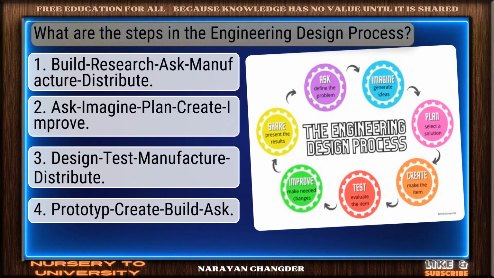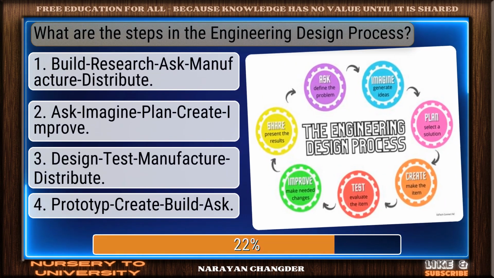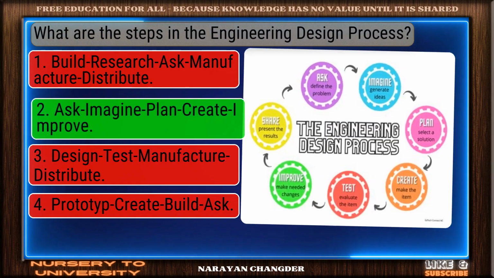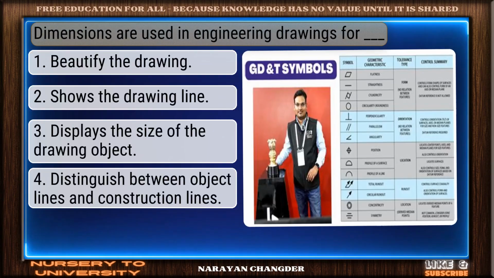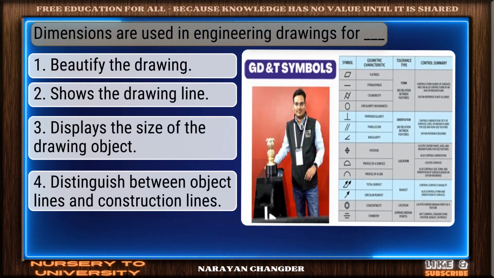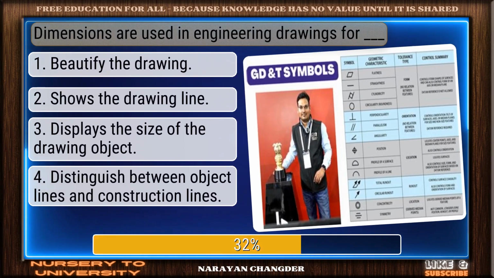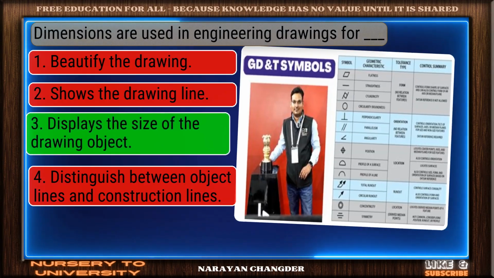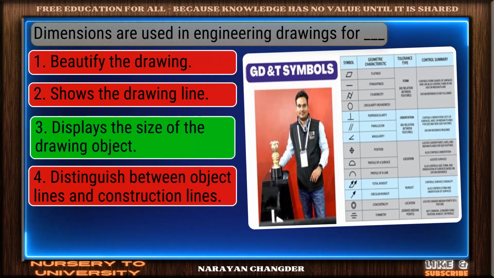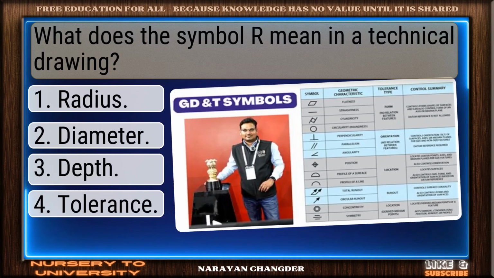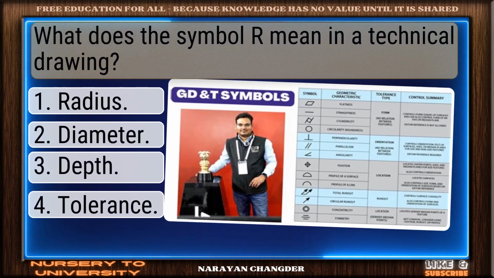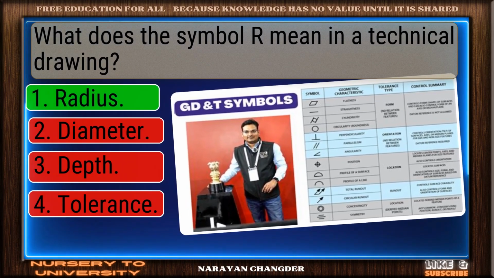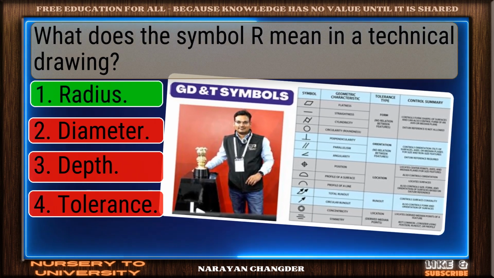What are the steps in the engineering design process? On track. Ask, imagine, plan, create, improve is the correct answer. Dimensions are used in engineering drawings for dash. Right again. Displays the size of the drawing object is a valid answer. What does the symbol R mean in a technical drawing? On track. Radius is the correct answer.